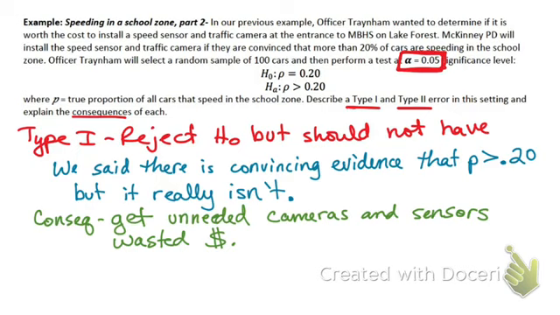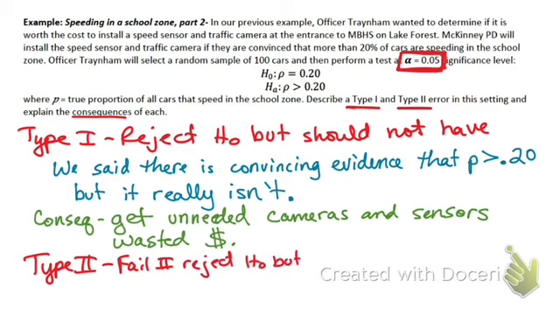By the way, what's the probability that that has happened? It's alpha, which is 0.05. The probability that we have wasted McKinney PD money is 5%. Okay. Type 2 is when we fail to reject the null hypothesis, but should have rejected.